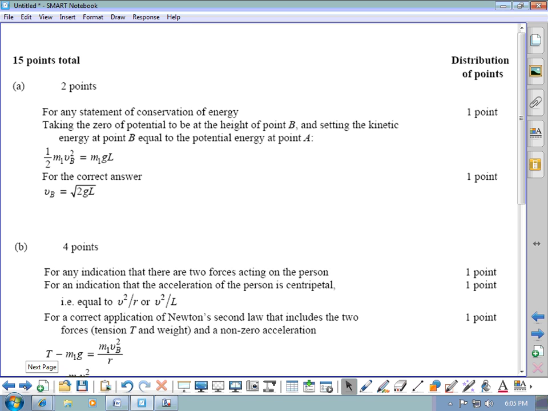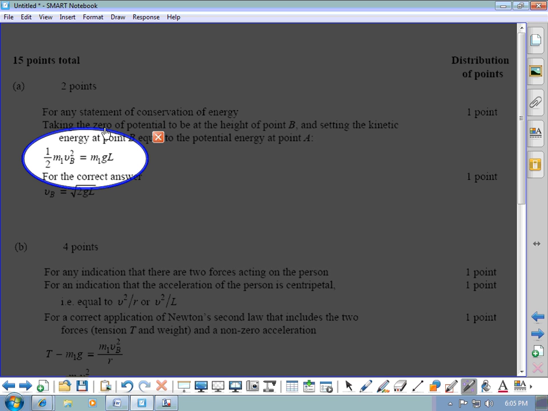There was 1 point for any statement of the conservation of energy, writing down U1 plus K1 equals U2 plus K2, or saying solve using conservation of energy. Somehow showing that you use conservation of energy was worth 1 point. And then going through and setting it up and solving for the correct answer is the second point. If all you did was write down 1/2 m1 vB squared equals m1 gL, it's implied that you understood that you were using conservation of energy.